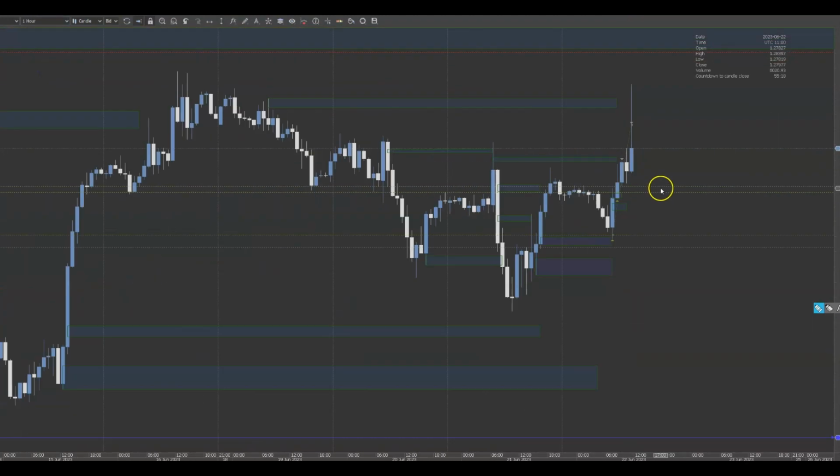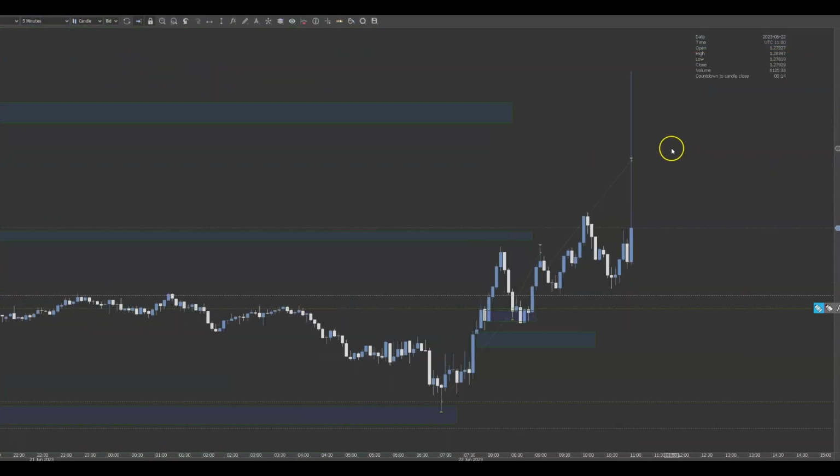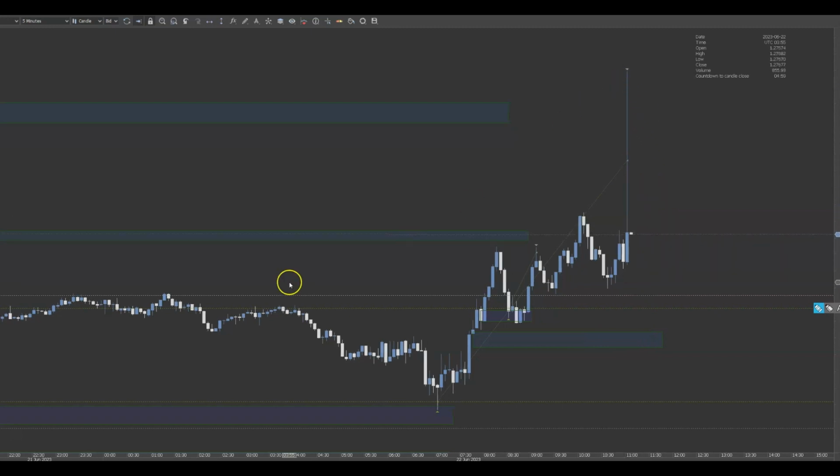Overall still nothing has changed on the hourly, but if it does start coming down, I think this area might be a good buy, possibly in here, but I would like to see this coming into this area and responding, but let's see how this one plays out.